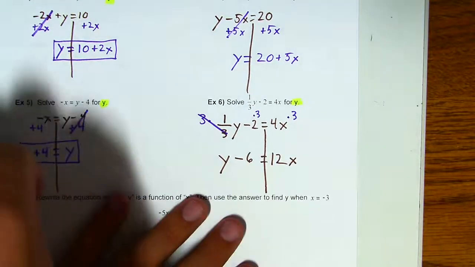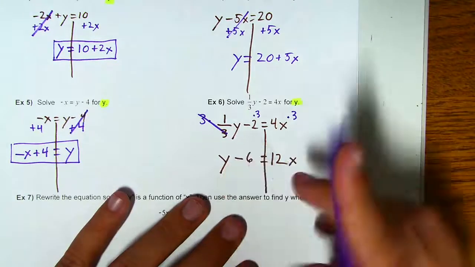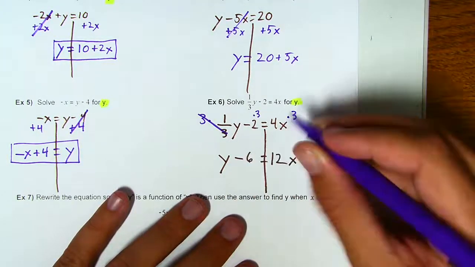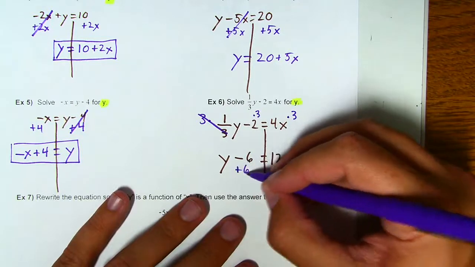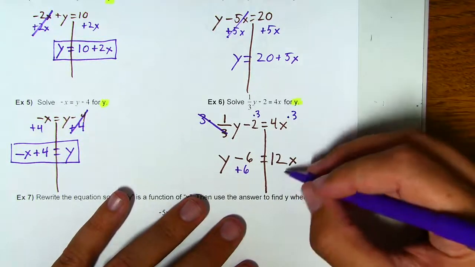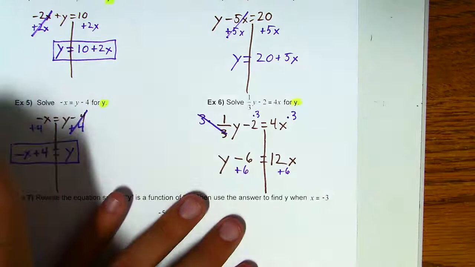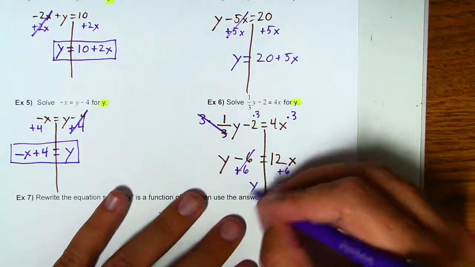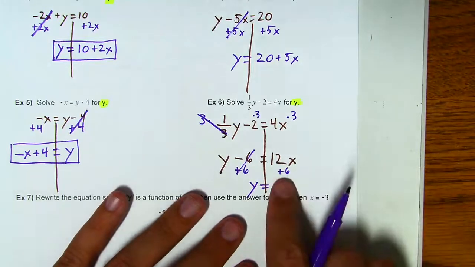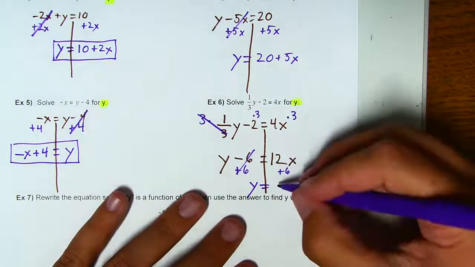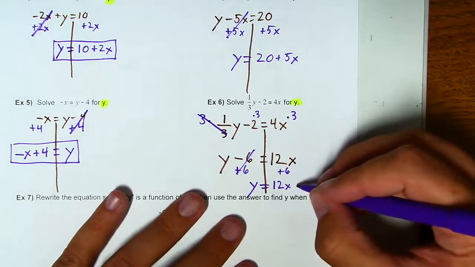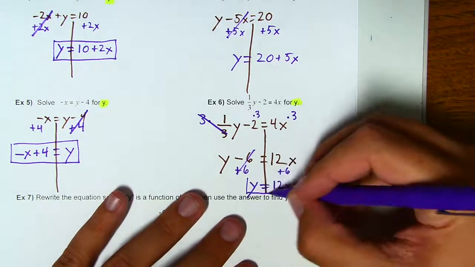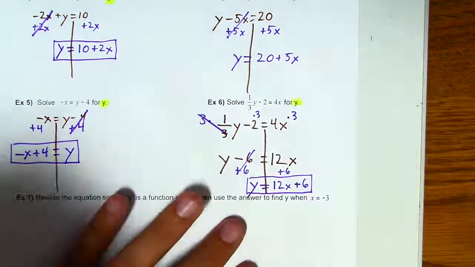Now this is similar to some of the other problems we had. My y is not alone. I'm going to do the opposite. So if this is subtract 6, I'm going to do the opposite. I'm going to add 6 to both sides. This cancels out. Hey, my y is alone. I can put y equals. But 12x and 6 are not like terms, so I'm going to write it out as 12x plus 6. That is my answer. You can put a box around it.